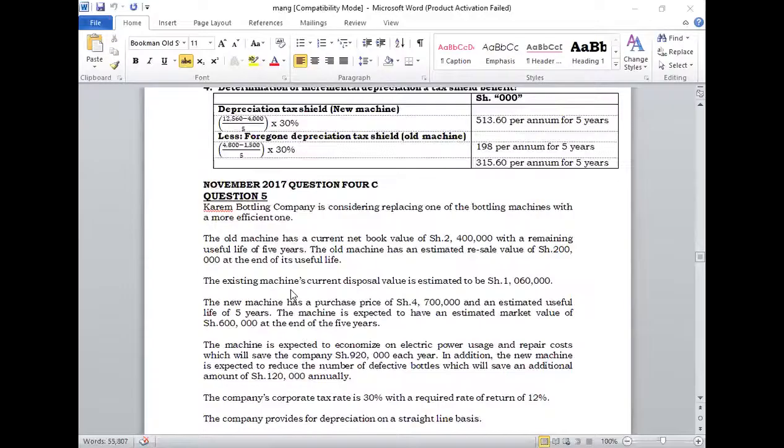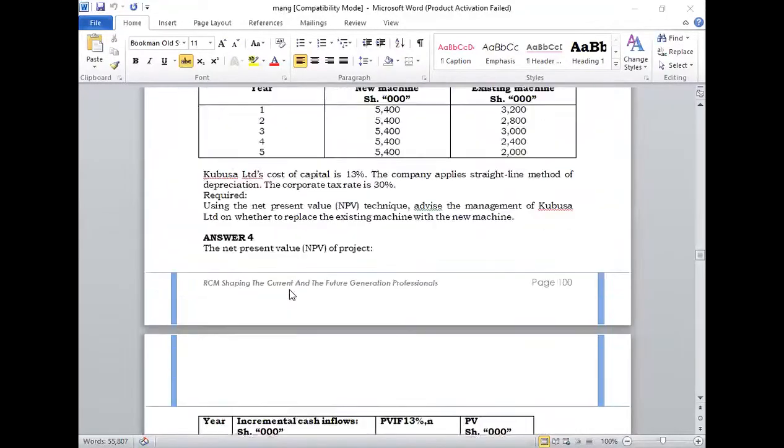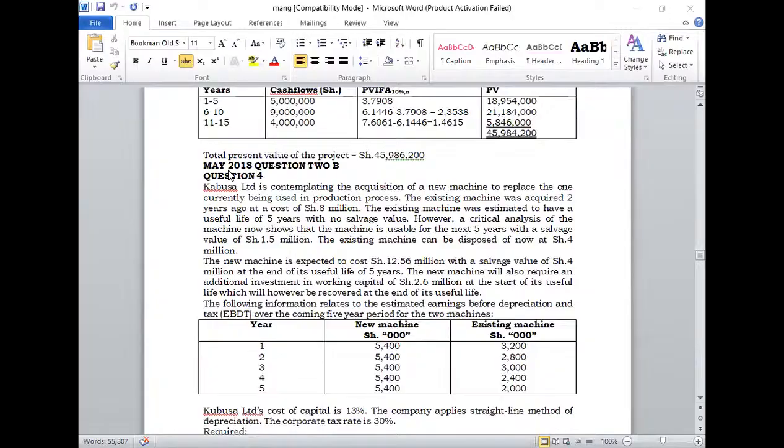So here we are. They are telling us that the company, Limited, is contemplating the acquisition of a new machine to replace the one currently being used in the production process. The existing machine was acquired 2 years ago at a cost of 8 million. It was estimated to have a useful life of 5 years with no salvage value. However, a critical analysis of the machine now shows that it is usable for the next 5 years with a salvage value of shillings 1.5 million.